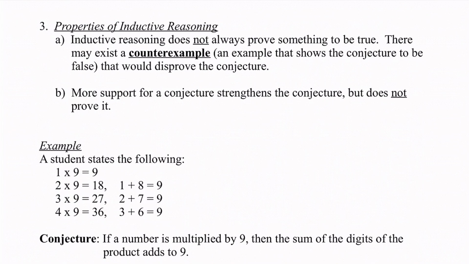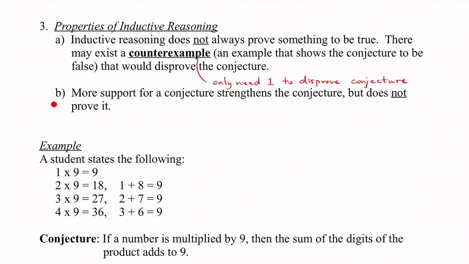So all a counterexample is, it's an example that shows the conjecture to be false, and that would disprove the conjecture. Now for a counterexample, you only ever need one counterexample to prove something to be false. So as soon as you have one thing, you've disproven the conjecture. You don't need to provide another. You only need one thing to prove something wrong.